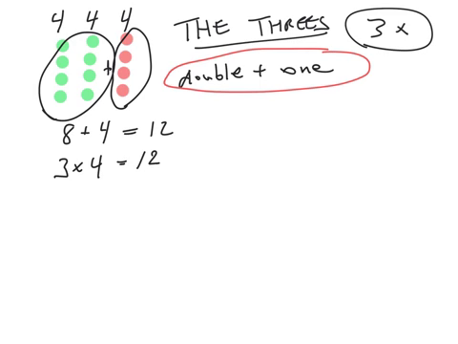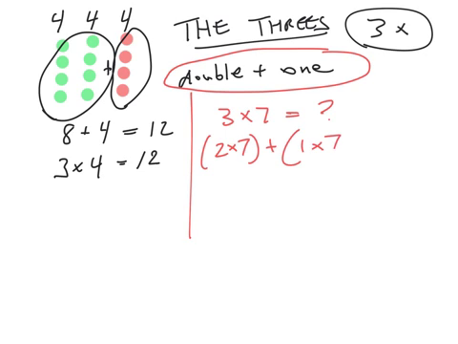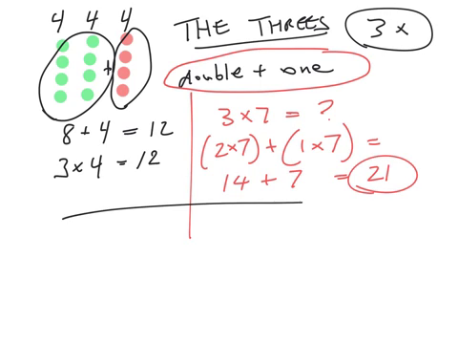Let's try another one. Let's try 3 multiplied by 7. How can we do that one? Well, that's equal to 7 doubled plus one group of 7. So that would give us 14 plus a group of 7 is equal to 21. Double plus 1. Let's do it with a tougher question.